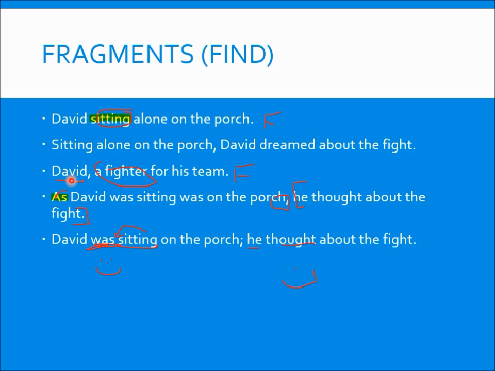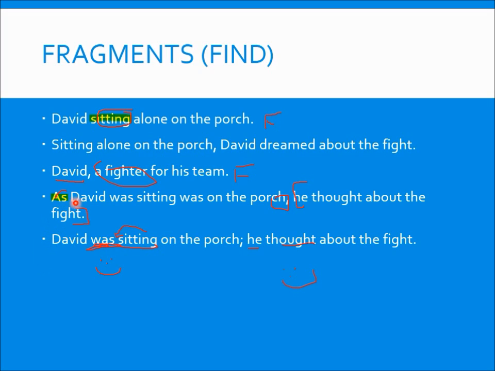Let's try the third one. David, a fighter for his team. Is this a complete sentence? No, it's not. This is also a fragment because we do not have a predicate here. We have David, he's our subject, but we don't have a predicate. We don't have any action that he's doing here. So this sentence is definitely a fragment. Let's go to our fourth one.